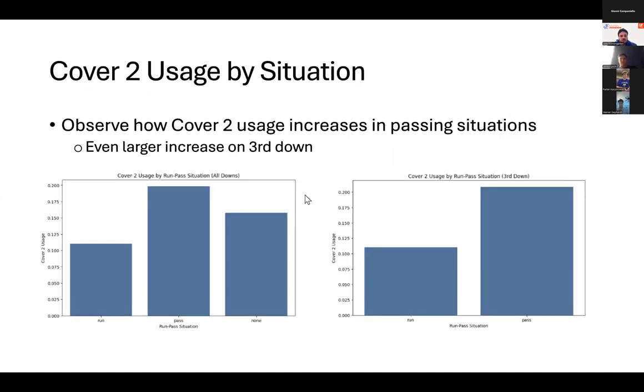So going back now into more situational usage, talking about run and pass situations, you can see that cover two is used a lot more during pass situations across all downs, and that is exemplified a lot more on third down, which is, as people know, third down is passing down. And on third down pass situations, cover two usage is the highest.